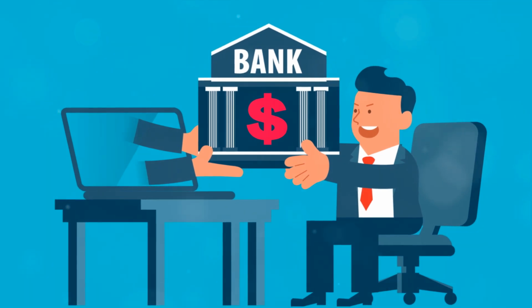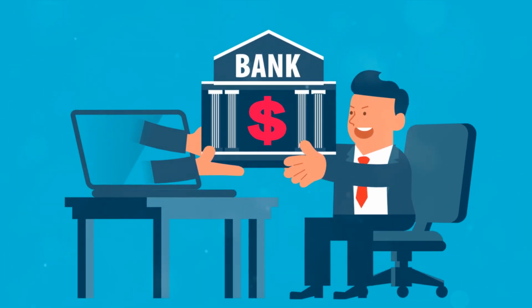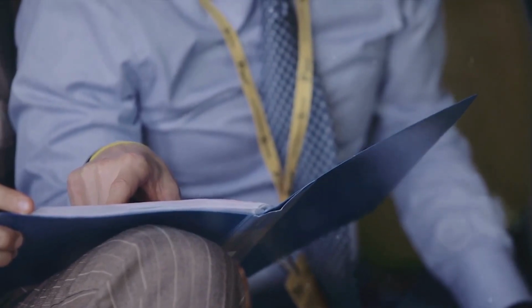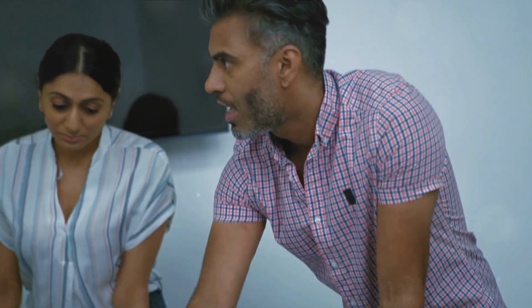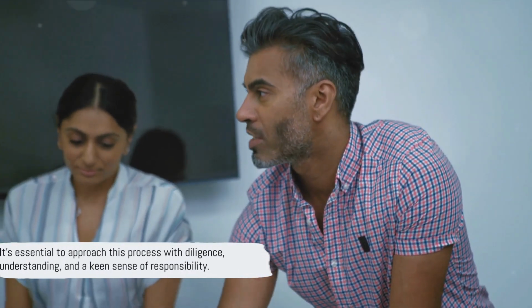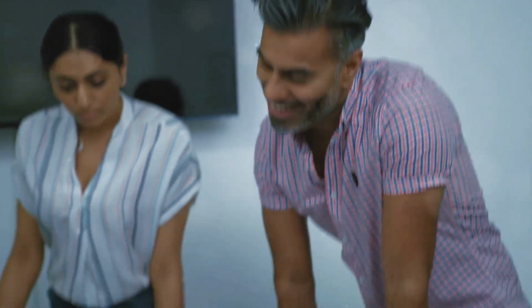In summary, using an SBLC for funding involves identifying your need for an SBLC, finding a reputable issuing bank, entering into an agreement, having the issuing bank send the SBLC to the beneficiary's bank via SWIFT, and finally, having the beneficiary's bank use the SBLC as collateral to secure funding. Remember, an SBLC is a powerful tool that can facilitate significant business transactions and open doors to funding opportunities. However, it's essential to approach this process with diligence, understanding, and a keen sense of responsibility.